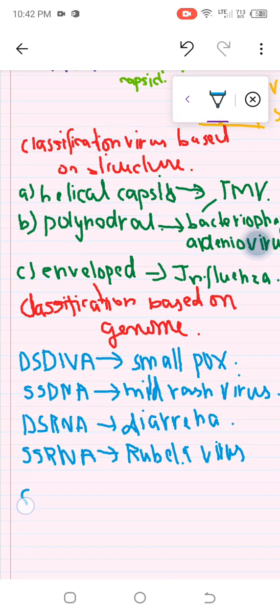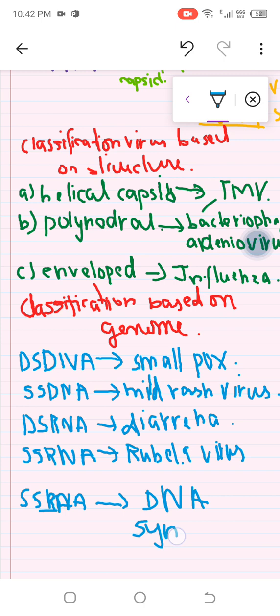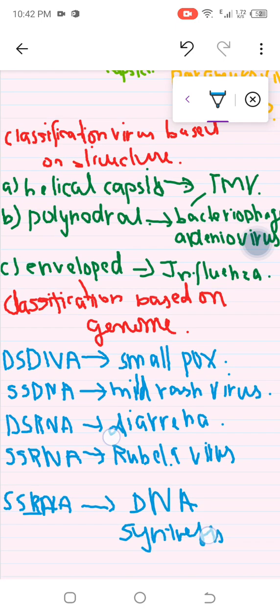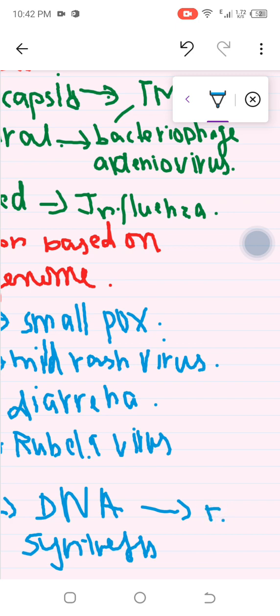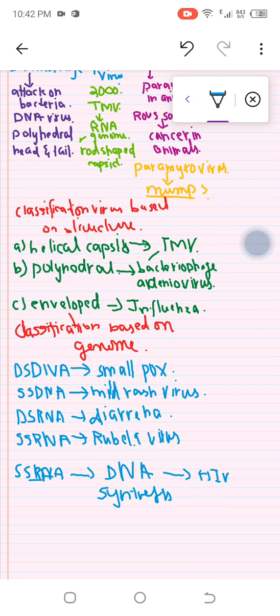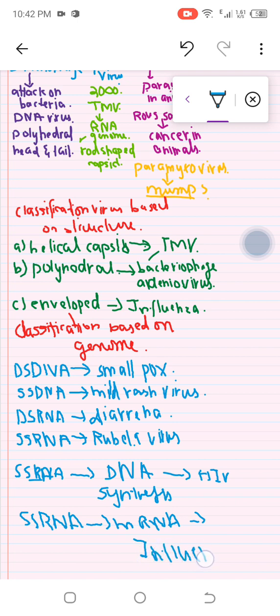Now if I talk about HIV, we have single stranded RNA as a template for DNA synthesis, single stranded RNA from which the DNA is synthesized. So that is in HIV: single stranded RNA forming the double stranded DNA. Another we have single stranded RNA working as an mRNA template, and that is in the influenza virus. The shape of influenza virus is enveloped virus.